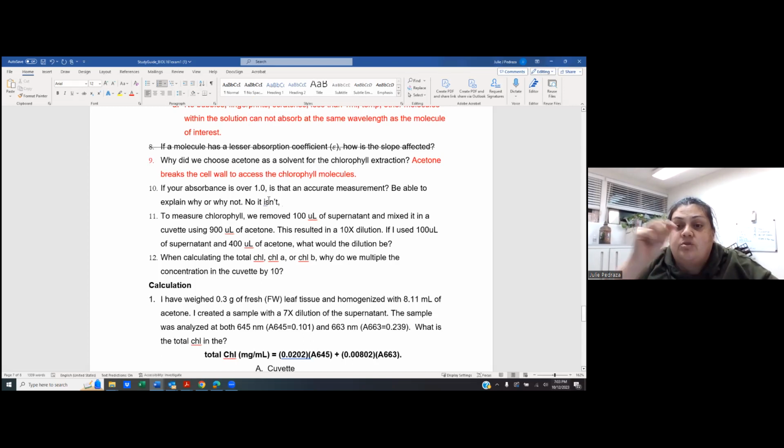I would run a blank through it again and then tear it and then run it. And if it's giving me over 1 for the second time, after I've double checked to make sure everything else was correct and troubleshot the other things, then exactly what you're saying, I would then dilute it and run it again. And that's why we do the calculations that we did: we're taking it out of dilution. Does that make sense?